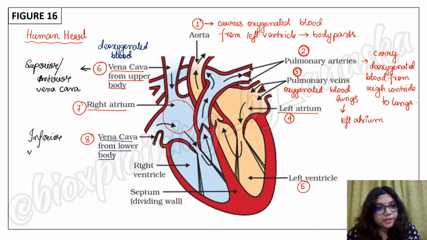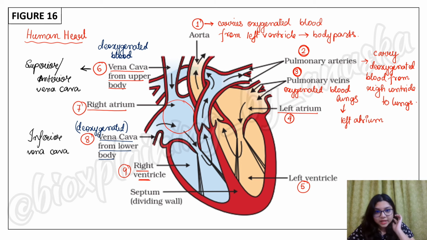This is the inferior vena cava. So this one will also be carrying deoxygenated blood from the lower parts of the body to the right atrium. Fine. Next we have part number 9, which is the right ventricle. So the right ventricle gets deoxygenated blood from the right atrium. And part number 10 that you can see here is the septum, that is the dividing wall which separates the left side of the heart from the right side of the heart.